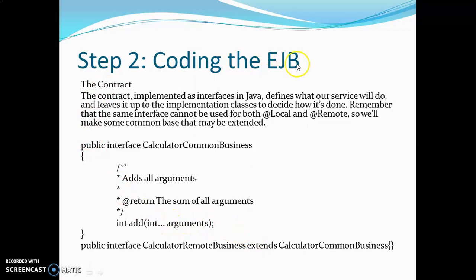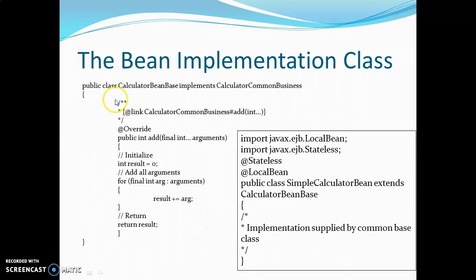So the next step is coding the EJB. Here we have the interface called creator client common business, and it is making use of some business methods. Then the bean implementation class, where we are using some functionalities. We are also making use of the simple calculator bean, which extends the calculator bean. This is the super class and this is the inherited class. Most of the time we use only the super class, and sometimes if there is any need, we go for working with the inheritance classes also without disturbing the main bean class.